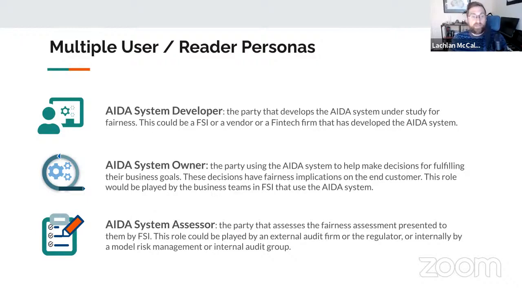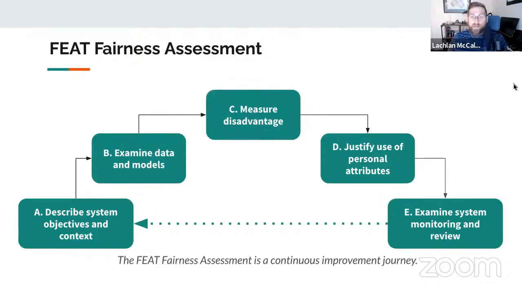Next slide, thanks, Grace. Okay, so onto the assessment itself. The FAccT fairness assessment consists of 18 questions divided into 5 parts, and these are the 5 parts that you see here. These parts broadly follow the model life cycle, and we've divided them such that different parts of the bank may lead different parts of the assessment. For example, some like the initial part describing the system objectives and context might be led by business managers, while the data and models part is likely to be led by the data scientists.